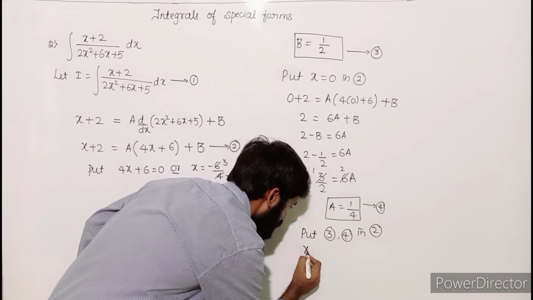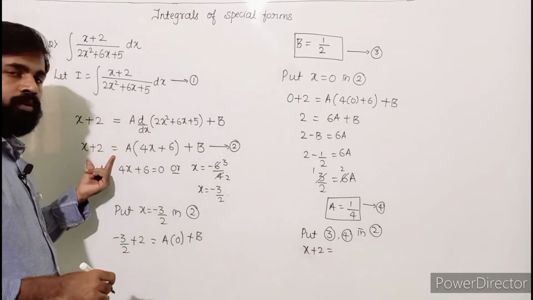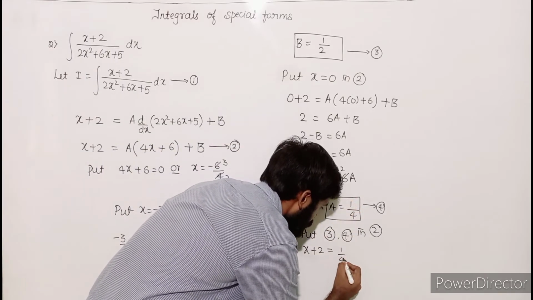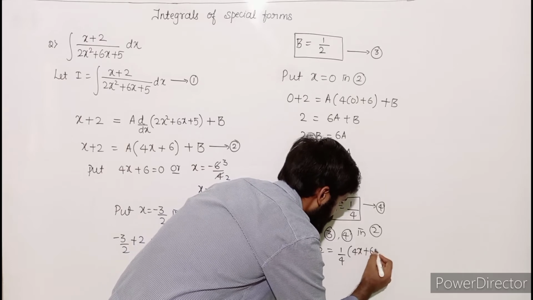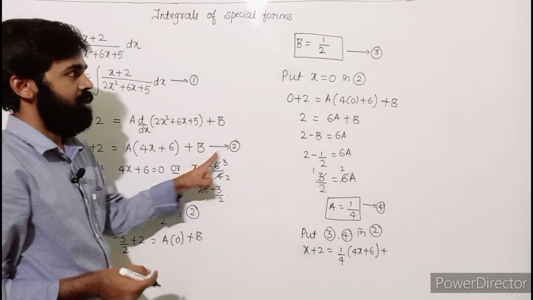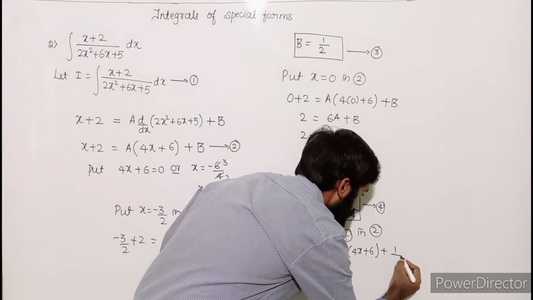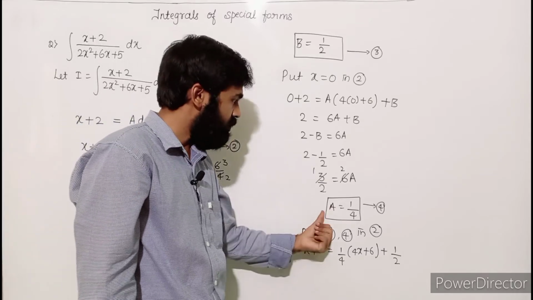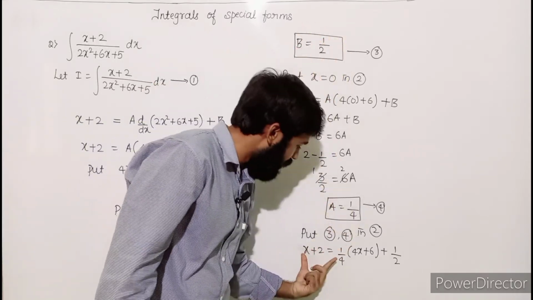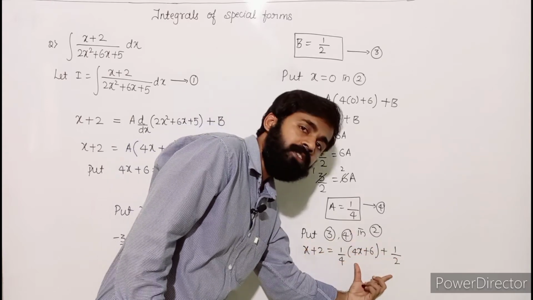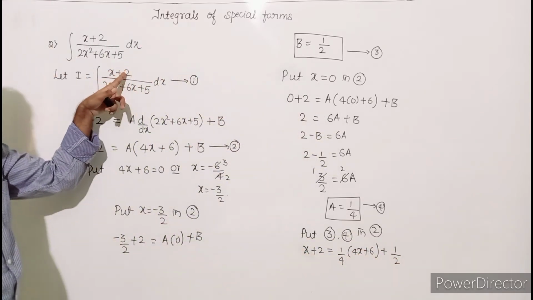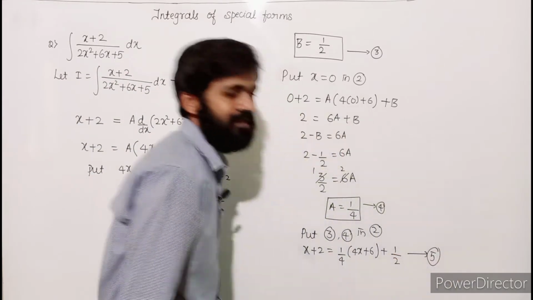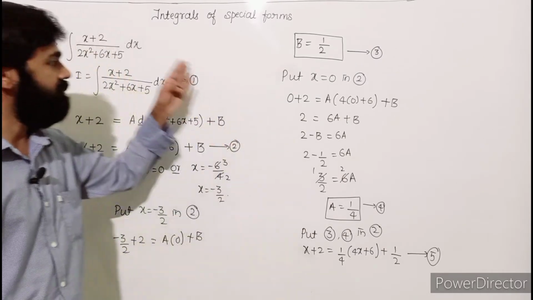x plus 2 equals a into 4x plus 6. a is nothing but what? 1 by 4. 1 by 4 into 4x plus 6 plus b. b is nothing but what? 1 by 2. Right. Now we simplified this. We found the values of a and b. This value, x plus 2 equals to this, I need to substitute in equation 1 now. Okay, I'll call this equation 5. So let us substitute equation 5 in equation 1.